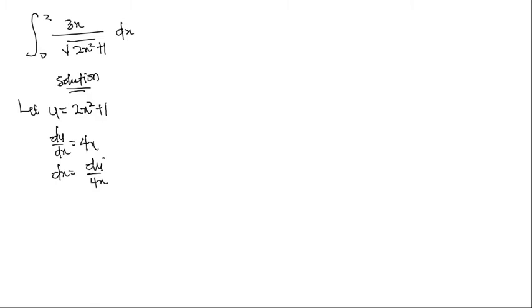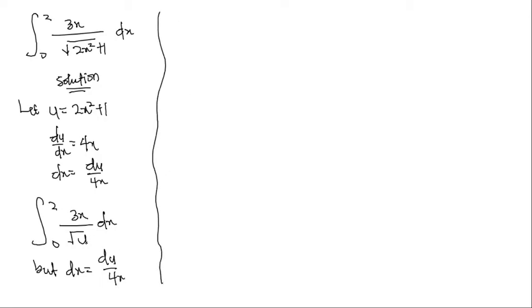So now that we have this, we can rewrite the entire integral from 0 to 2 of 3x over the root of u dx. From here, we made dx the subject and we said it is du over 4x. So if we substitute that, we have the integral from 0 to 2 of 3x over the root of u multiplied by du over 4x. So we can write this as this.